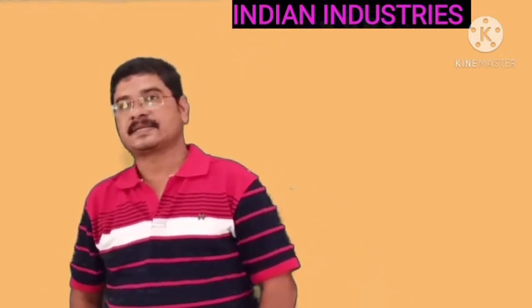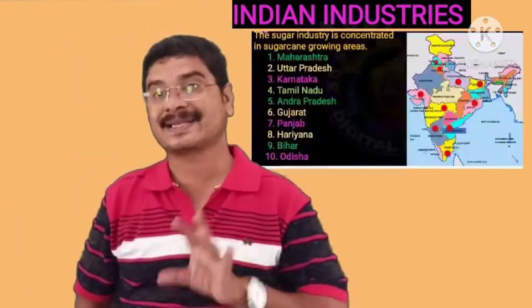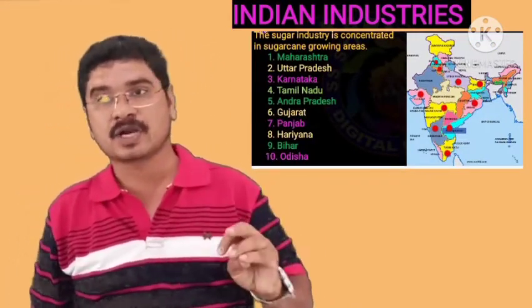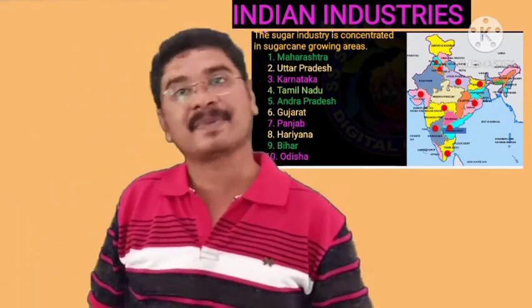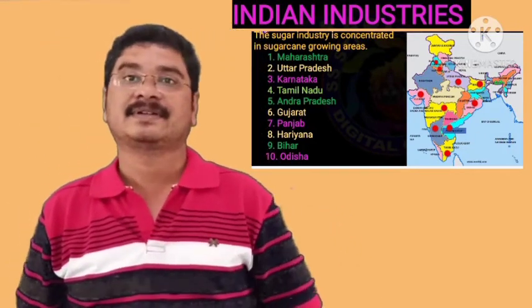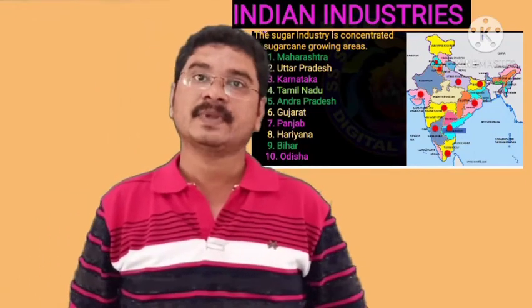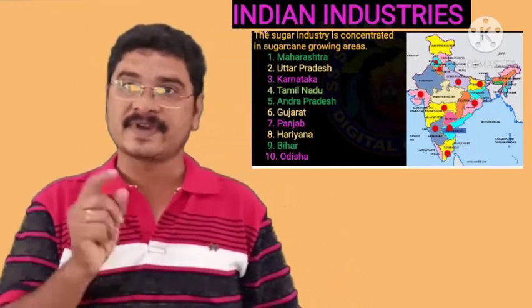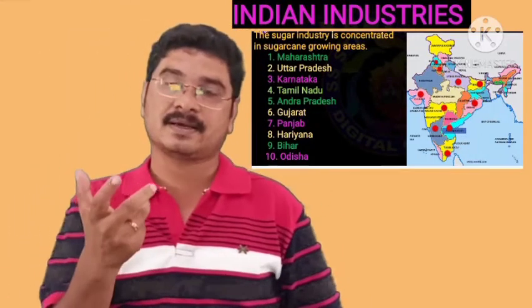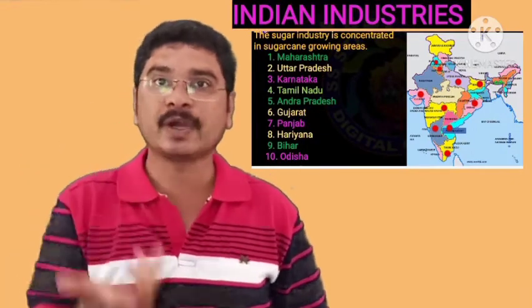Then where do we find sugar industries in India? This type of industry is concentrated in the sugarcane growing areas like Andhra Pradesh, Gujarat, Karnataka, Tamil Nadu, Uttar Pradesh, Maharashtra, Haryana, Punjab, Odisha. Then the distribution of sugar industries plays a very major role in our India.